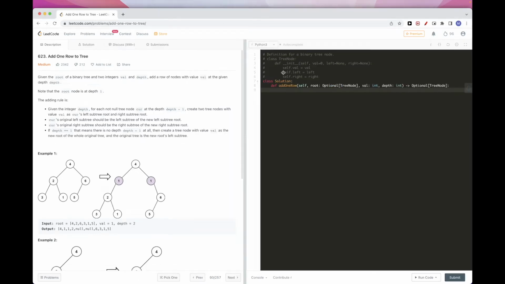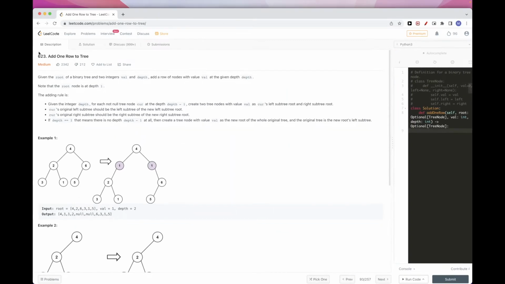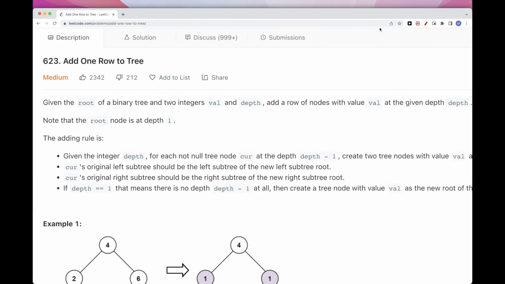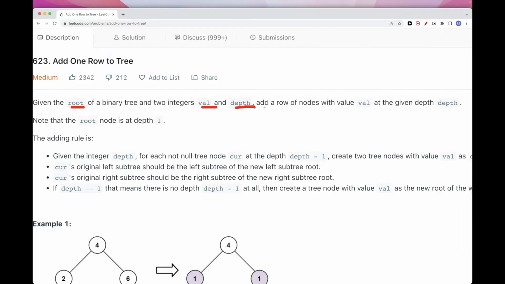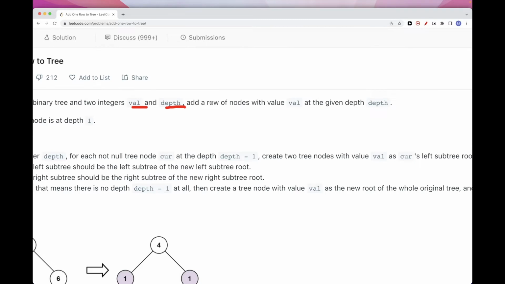Hello, so today we are going to do this problem called add one row to tree. This is part of the Leetcode daily challenge. So the problem says we have a root of a binary tree and we get two integers, we get value and we get depth. And what we want to do is add a row of nodes with value val at the given depth, right?